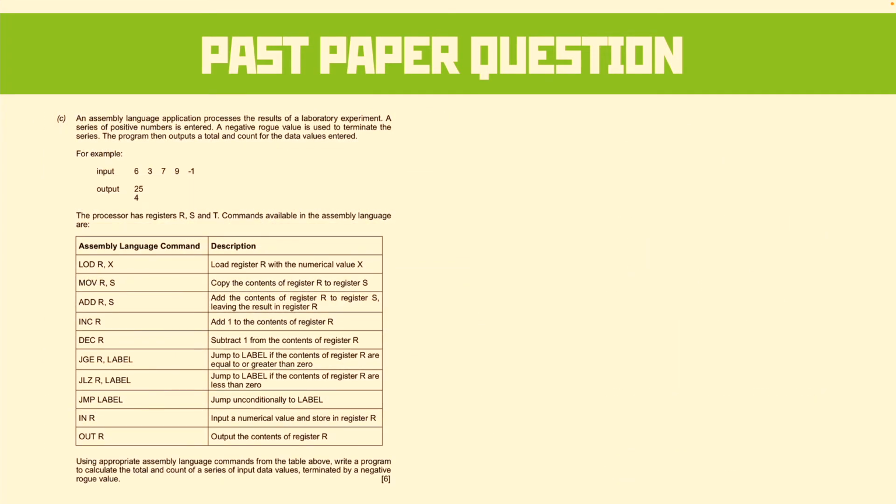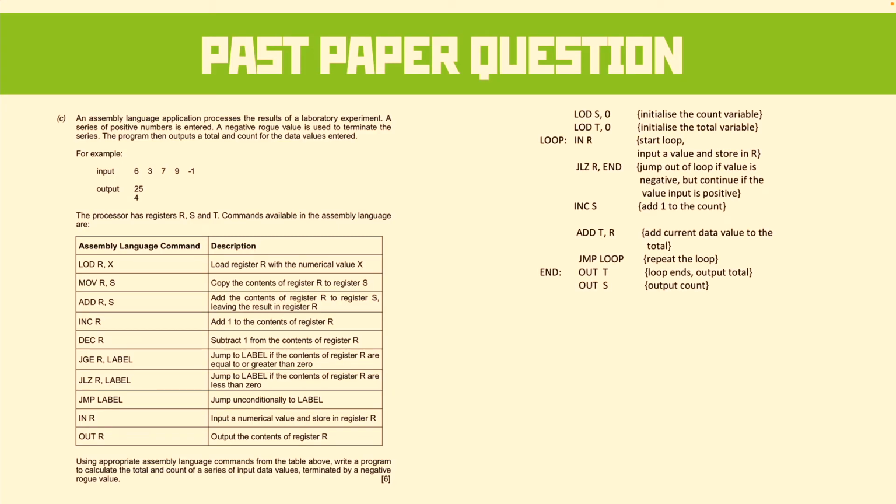Here's another one. They're broadly similar styles. In this case, it's a lab experiment. A series of positive numbers are entered, and a negative rogue value is used to terminate. So again, any amount of numbers can be typed in. The moment we see -1, we're leaving. And again, we're outputting the total and the amount of values. It's looking very similar, isn't it? It's almost like it's been copied and pasted.